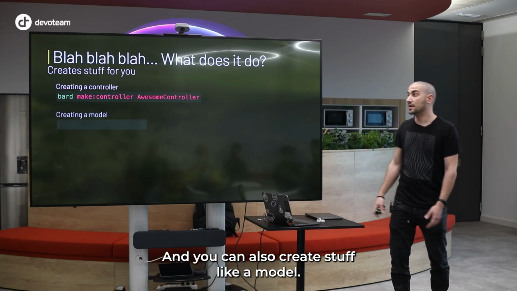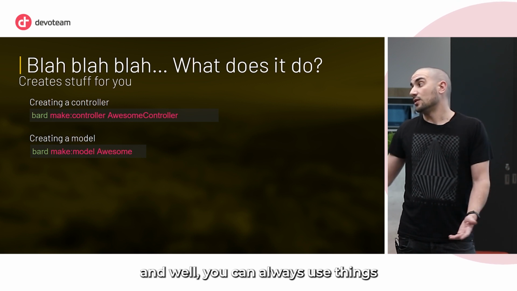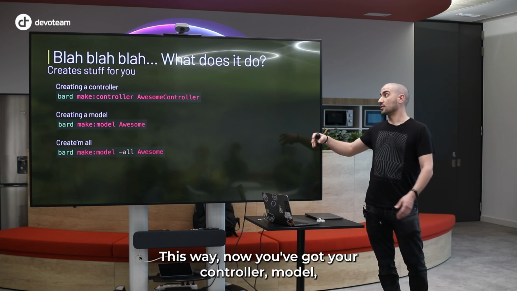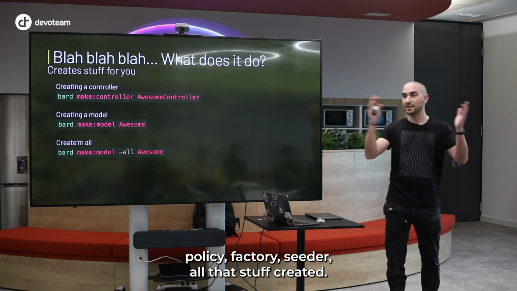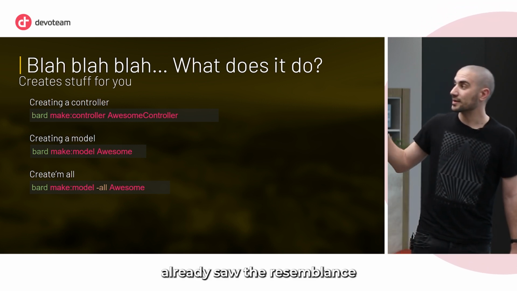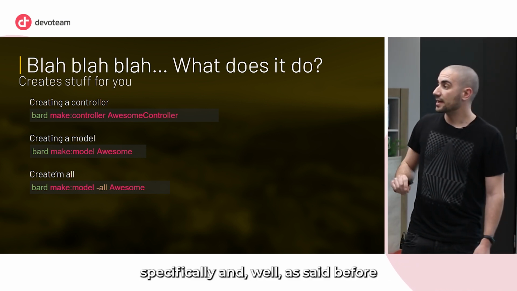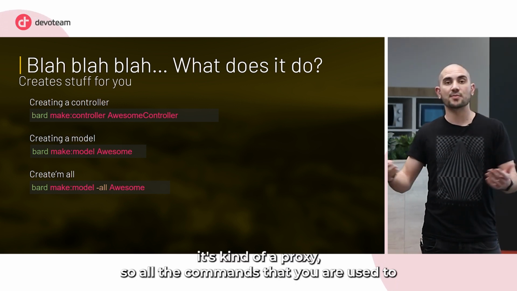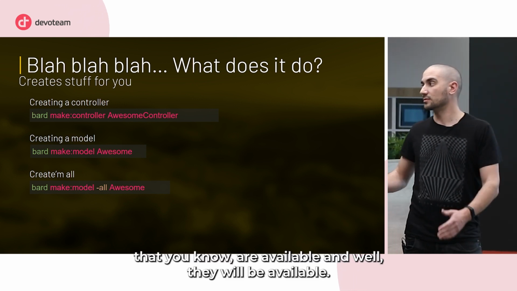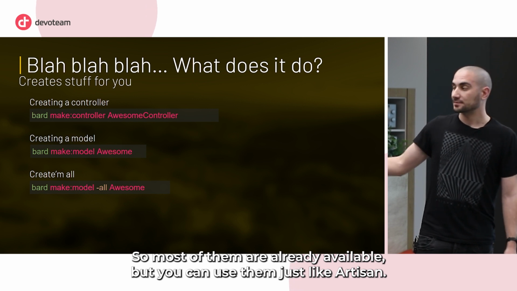You can also create stuff like a model, for example. Now you have a model to go along with your awesome controller. And you can always use things like --all and create them all. This way now you've got your controller, model, policy, factory, seeder, all that stuff created. I'm sure those Laravel guys here already saw the resemblance to Artisan commands, the generator commands specifically. And as said before, it's kind of a proxy. So all the commands that you are used to, that you know, are available, or will be available. Most of them are already available, and you can use them just like Artisan.